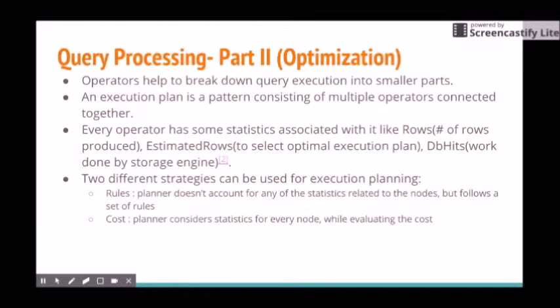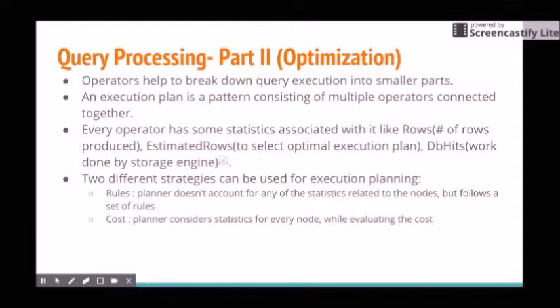like the number of rows that the operator produces, and this is available only if the query is profiled. It can also produce estimated rows. If Neo4j is using a cost-based compiler, we can see the estimated number of rows that will be produced by the operator. The compiler uses this estimate to choose a suitable execution plan.